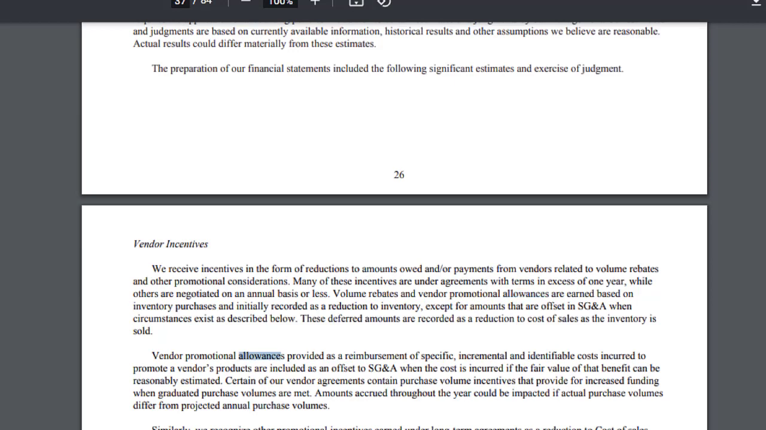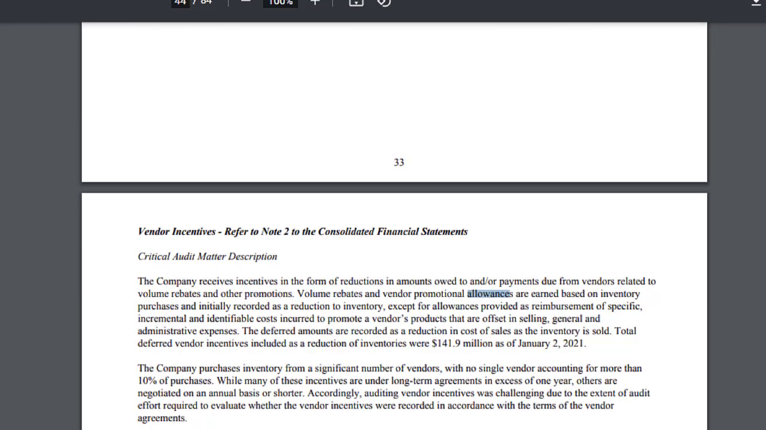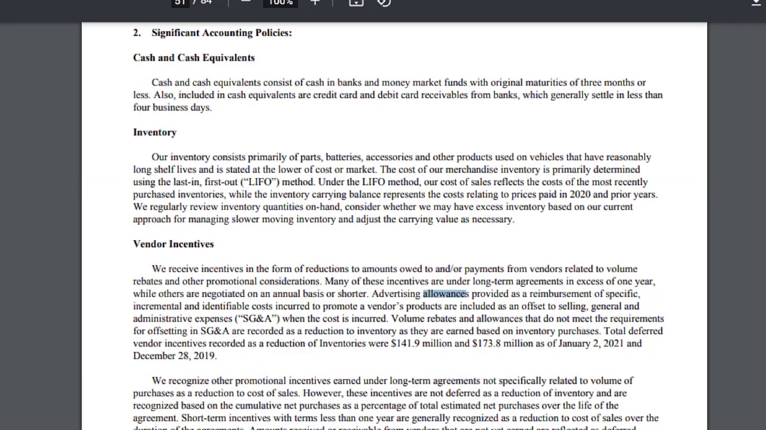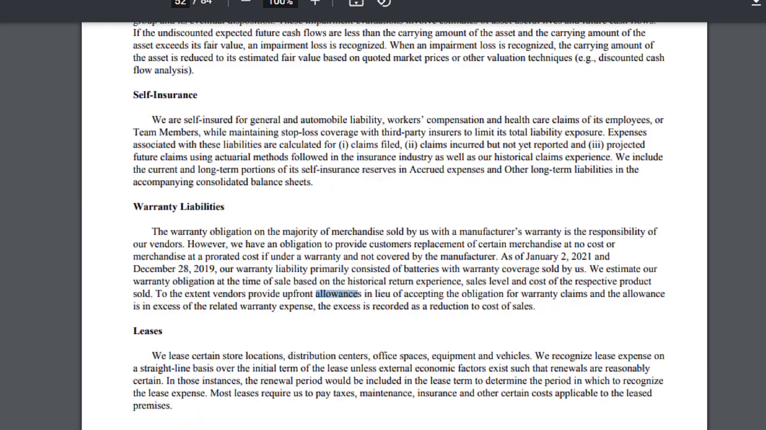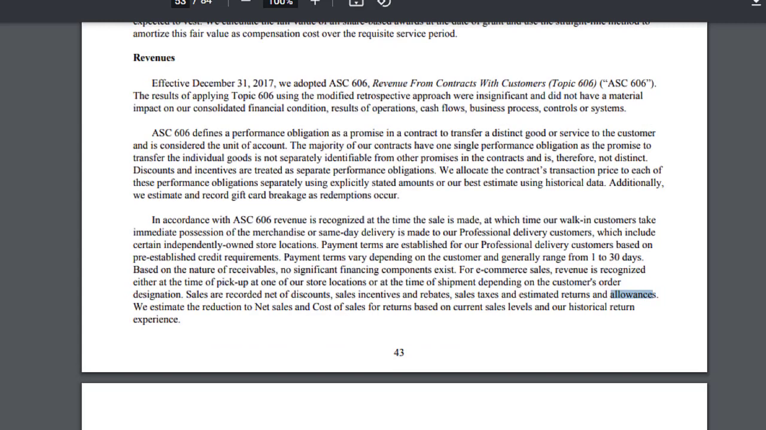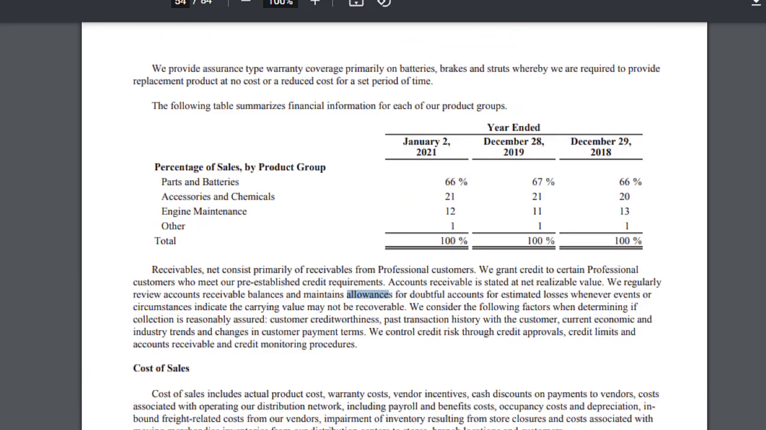So those are vendors. What's a vendor? It's also vendor incentives. Do lots of vendor incentives. Warranty liabilities. This looks like how they do sales. Okay, let's see. Here we go.